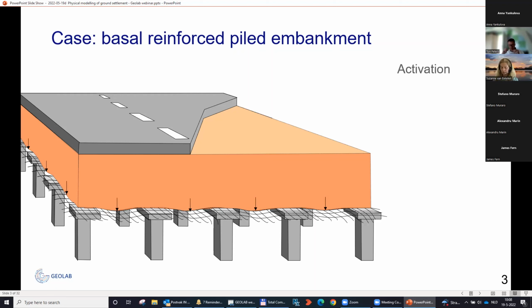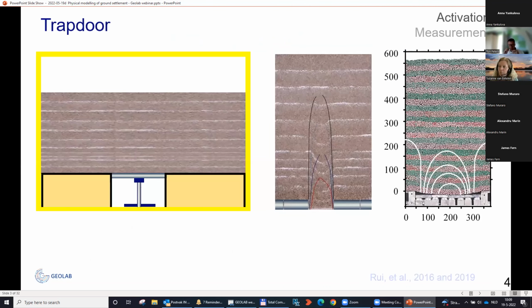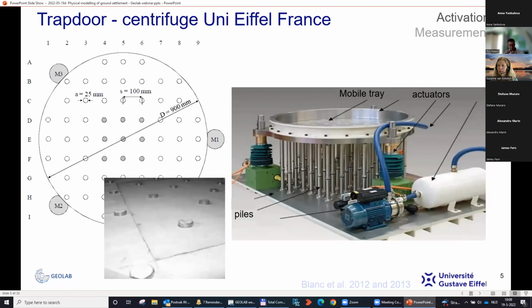So I will first tell you about different activation systems to activate the subsoil settlement. And then I will tell you something about measurements that are interesting in this type of research. Done very often are trapdoor tests, which is like this. Some horizontal plate moves down and a gap occurs. A very good example is at our Geolab partner university, Gustav Eiffel. There they have a lot of piles, and on top of that a mobile tray, which is lowered during an experiment. And within this mobile tray, they construct an embankment.